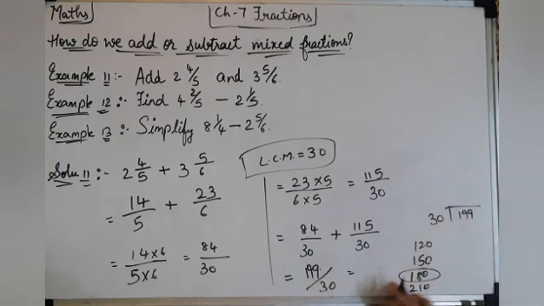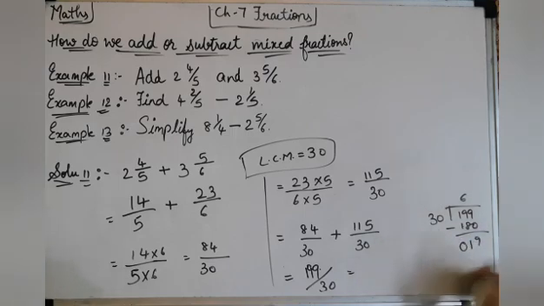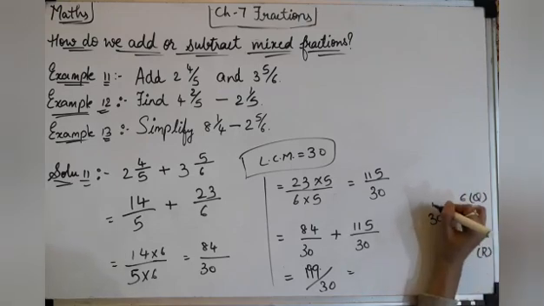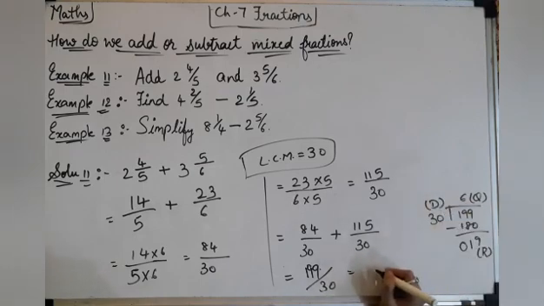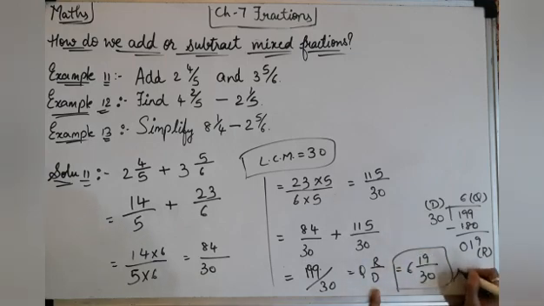180 we want. 180 means 6. So 30 6s are 180. So 9 minus 0 is 9. 9 minus 8 is 1. And 1 minus 1 is 0. Okay. So this is the quotient. This is the remainder. And this is the divisor. So we know the formula: quotient, remainder and divisor. So we'll write like that. Quotient means 6, remainder means 19, and denominator means 30. Divisor means 30, and this is your answer.